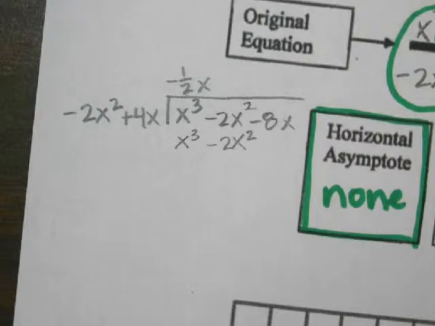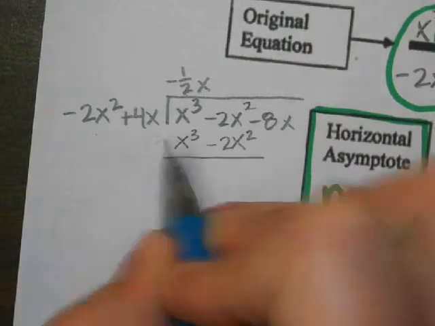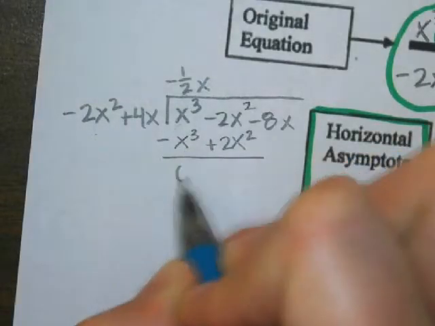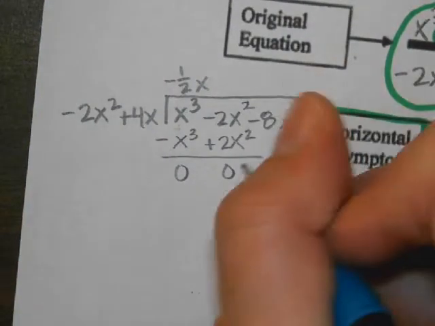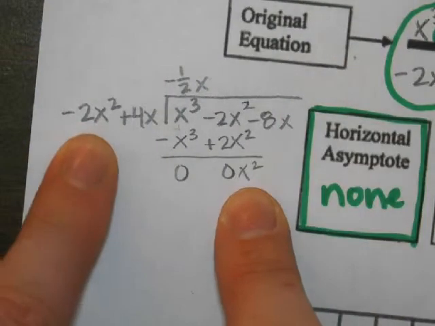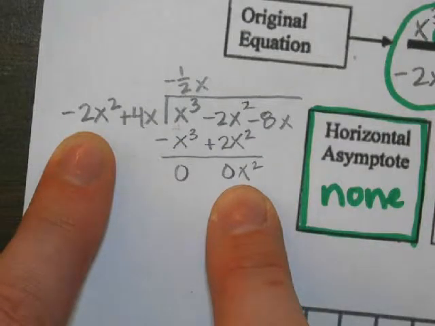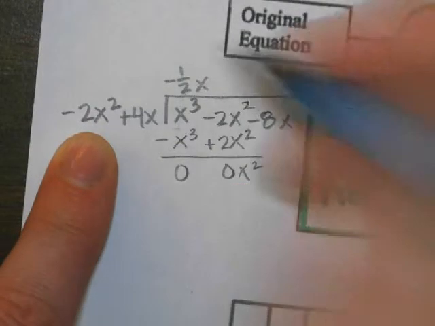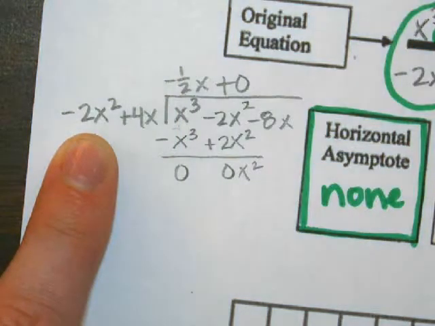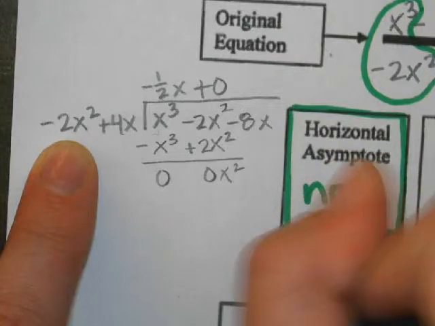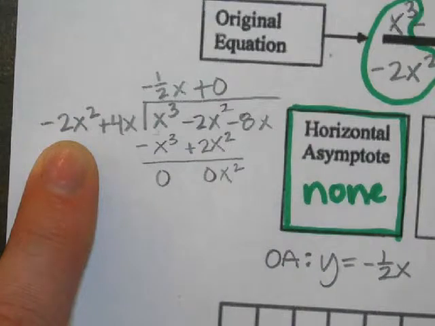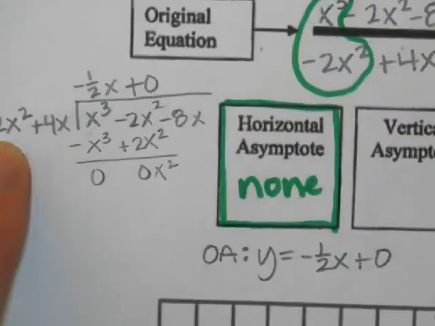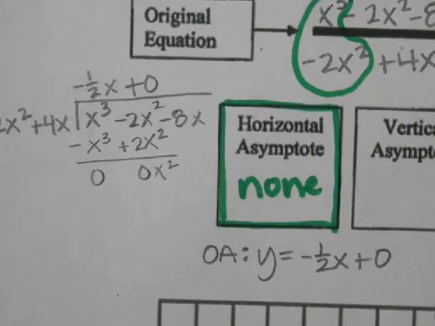And then what do we do with that? Draw the line, change the signs. Those are 0. These are 0. So now, and you could even write 0x squared if you want, negative 2x squared multiplied by what becomes 0? 0. Okay, so our oblique asymptote is y equals negative 1/2 x, and you can put the plus 0 or not put the plus 0. You are equally accurate either way. So a slope of negative 1/2, a y-intercept of 0 is what we have.